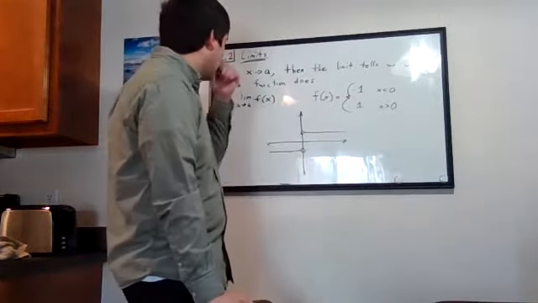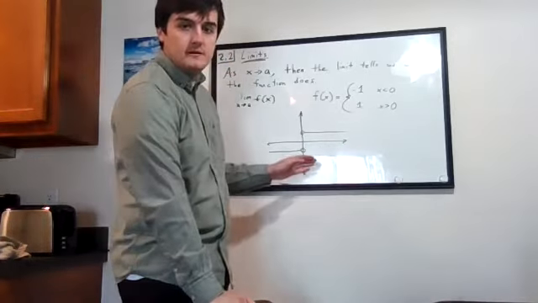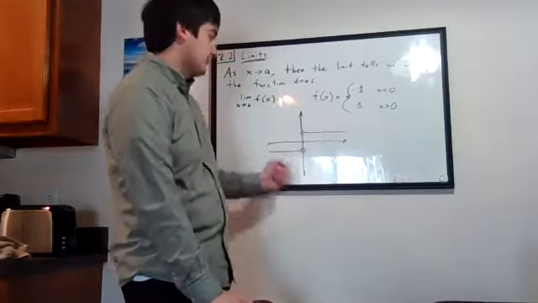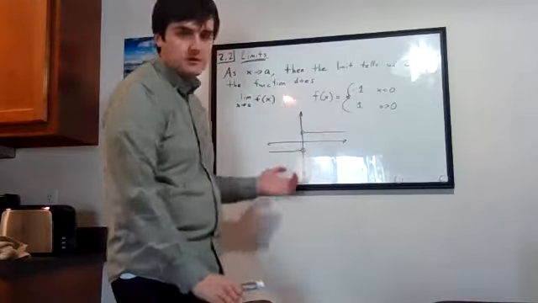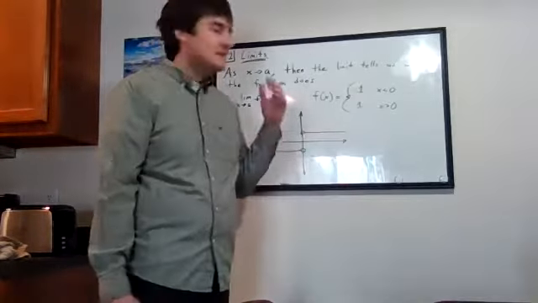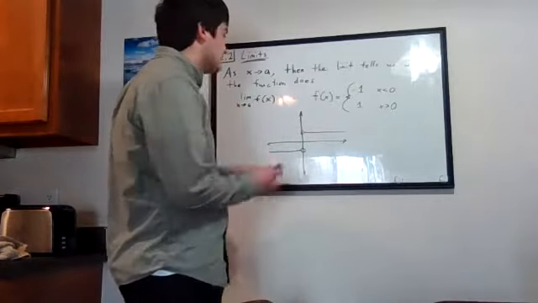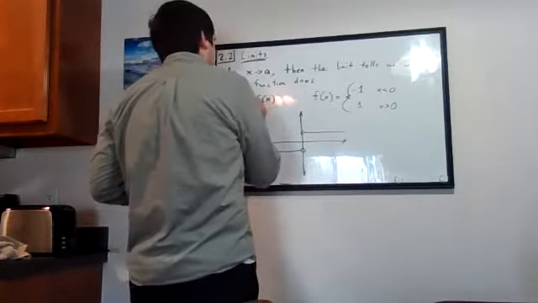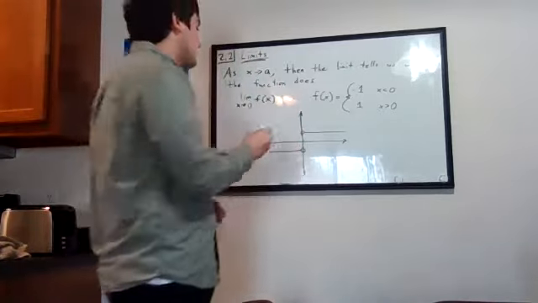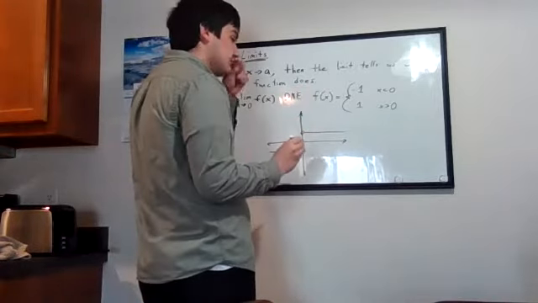As I look on the left side of this graph, what's it doing? What's it approaching? Well, it's approaching -1, right? All these values are going to give you -1. But on the right side, it's approaching 1, right? So they're not approaching the same thing. So the limit as x approaches, in this case, 0 of my function, I would say does not exist, right?